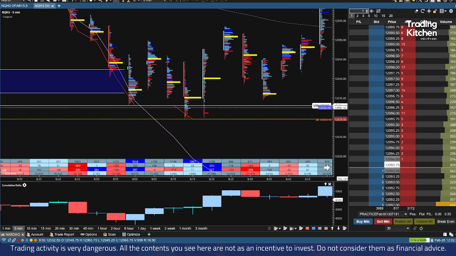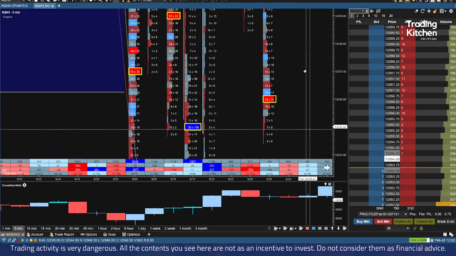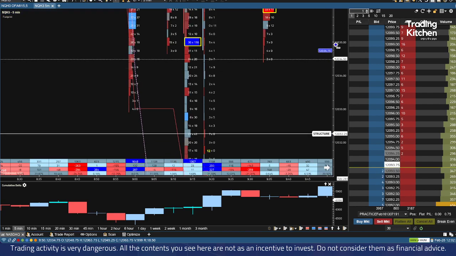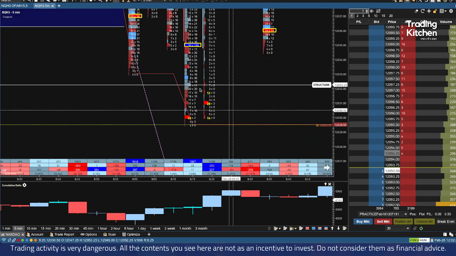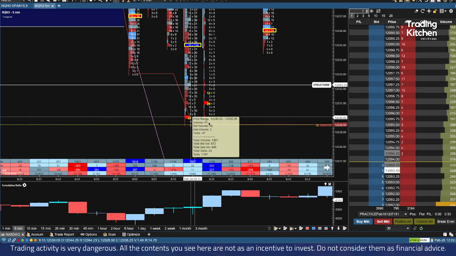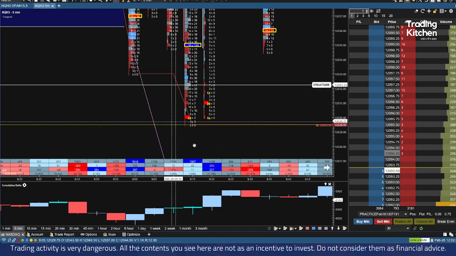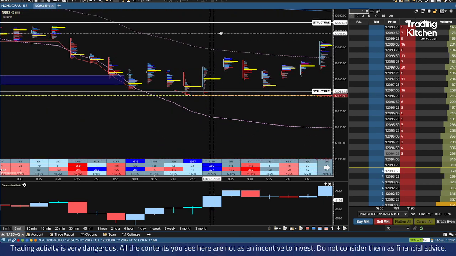But here it is much more clear. If we take a look at the footprint, this is clear. This is an imbalance, a seller imbalance. We have 1, 2, 3, 4, so a huge amount of sellers here. And why is price going up?